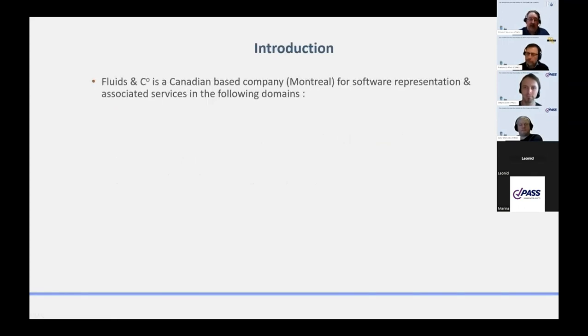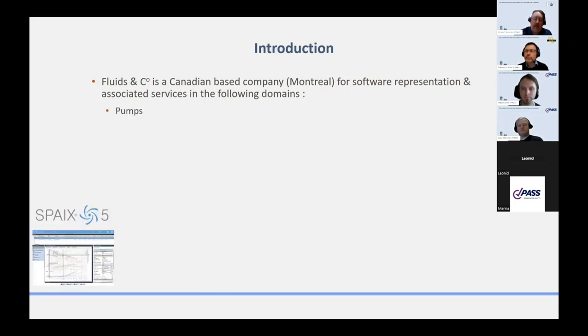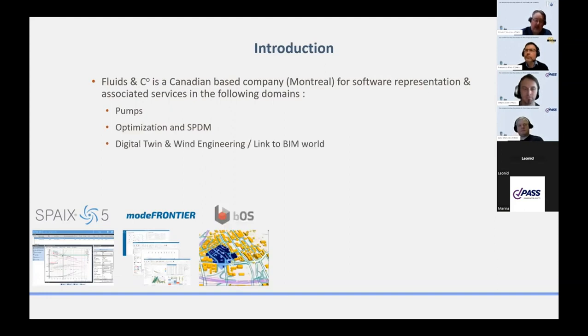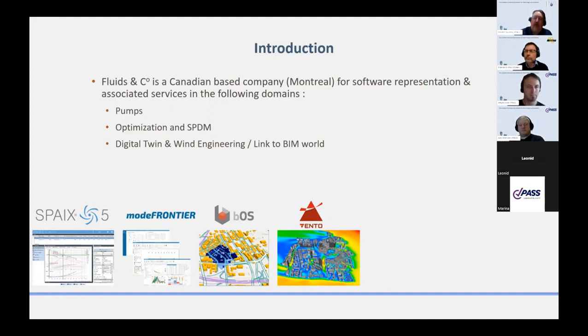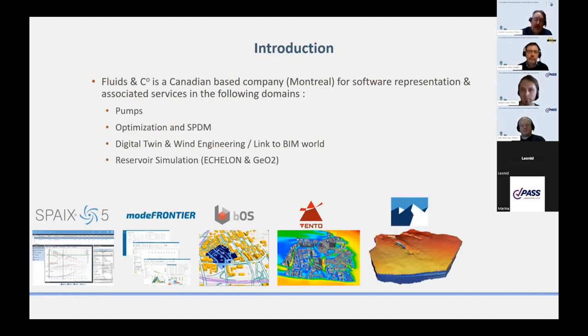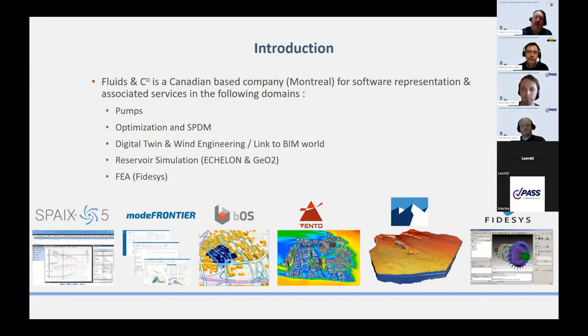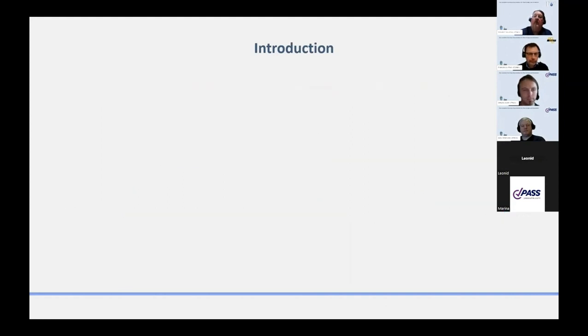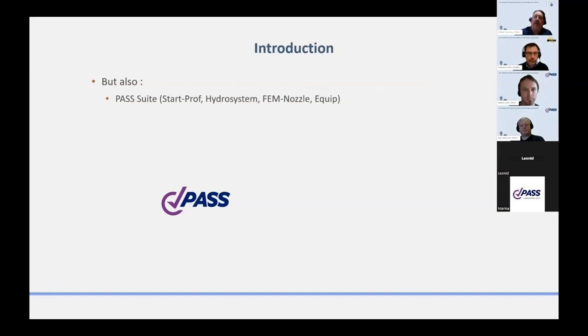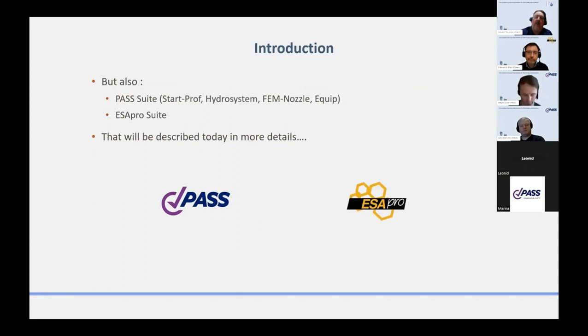Fluid & Co. is a Canadian-based company based in Montreal for software representation and associated services in the following domains: pump with specs, optimization and SPM with Mode Frontier, digital twin and wind engineering linked to the BIM world with BOS and Vento, and also reservoir simulation with Echelon and GeoEO2. And we also have FIDESIS for FEA simulation. But we also have the PAS Suite, START-PROF, HYDROSYSTEM, FM Nozzle and Equip, and the ESApro Suite, but I will let my colleague describe them today in more detail.